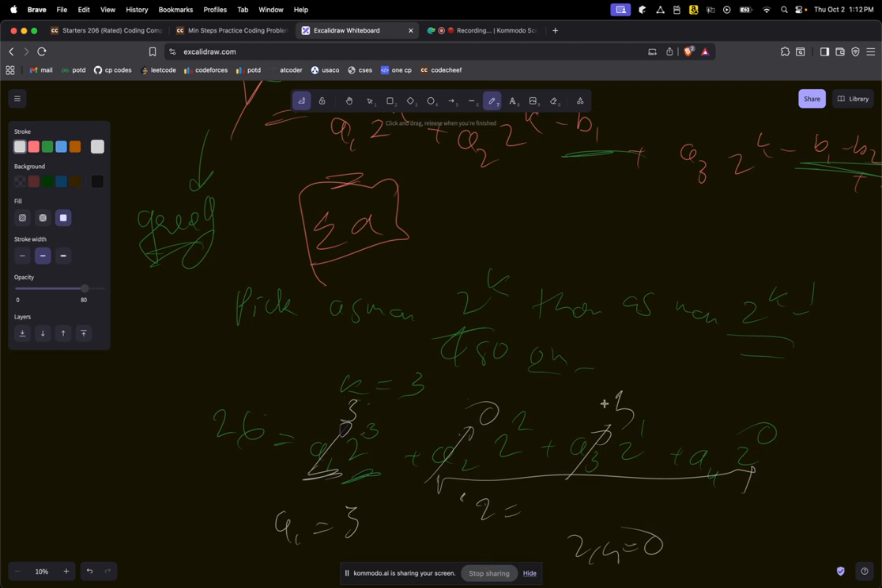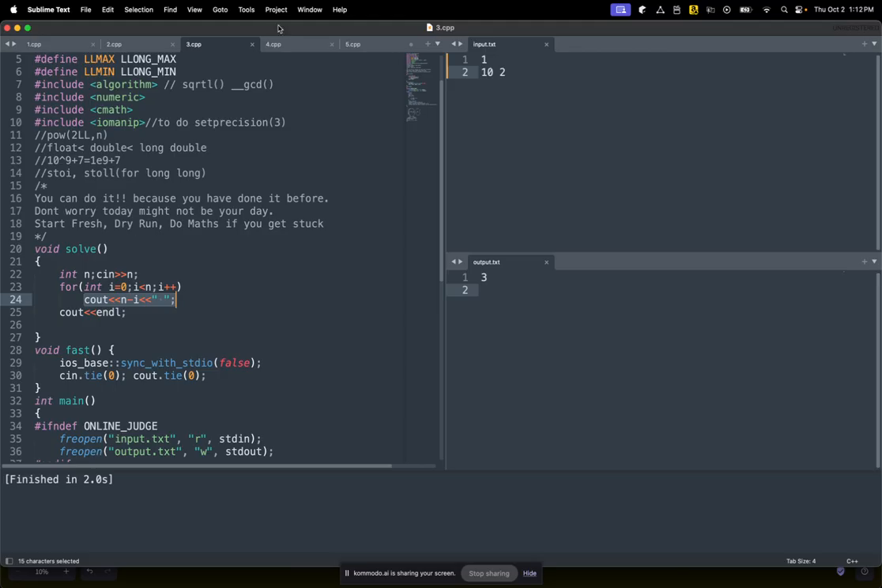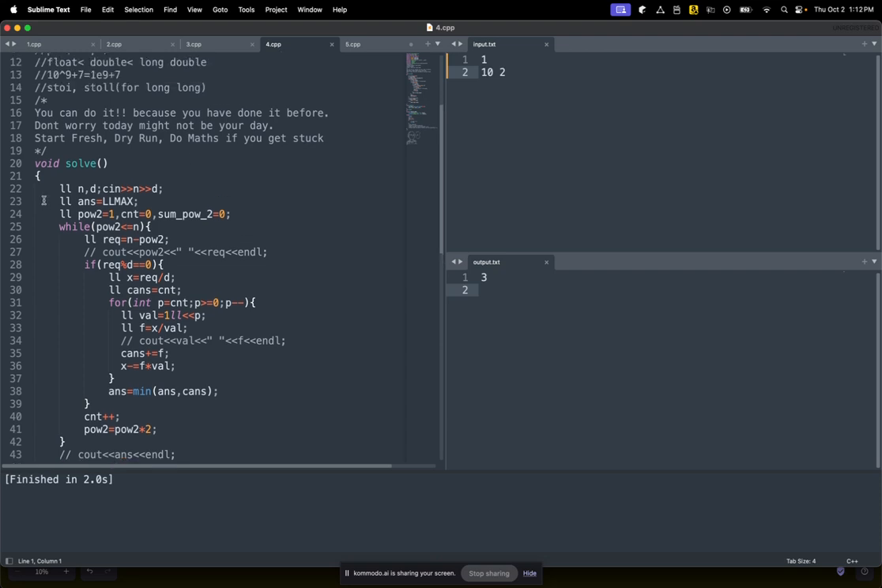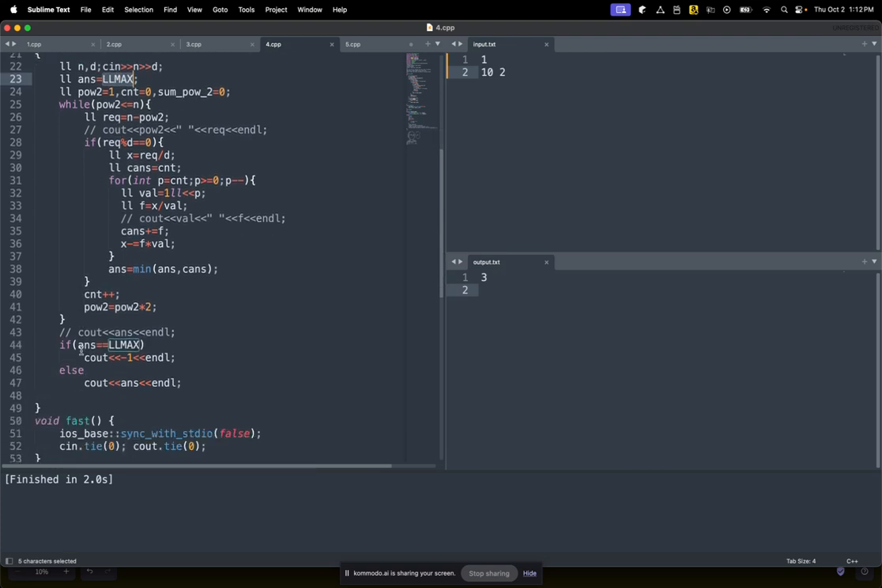Let's go to the code. I think you will understand it more in the code what I'm saying here. Yeah, I took both the n and d values as ll. I created this answer as long max. Why long max? Finally, if I get that my answer is still long max, I should just output -1 here. Otherwise, I can output answer.